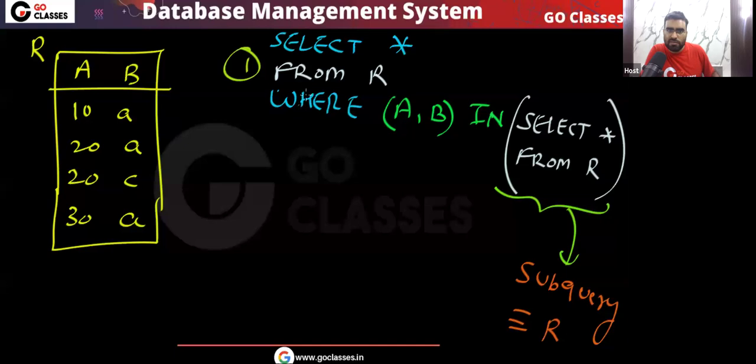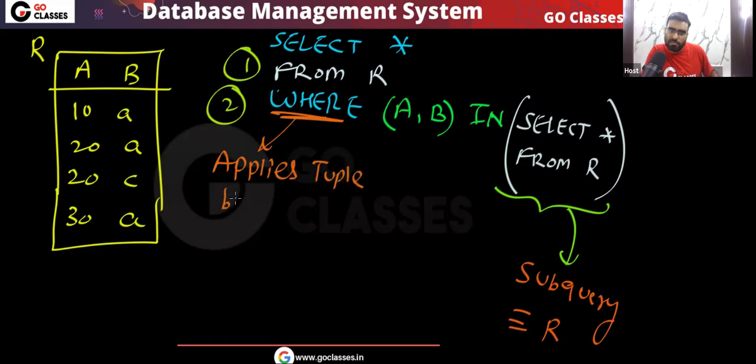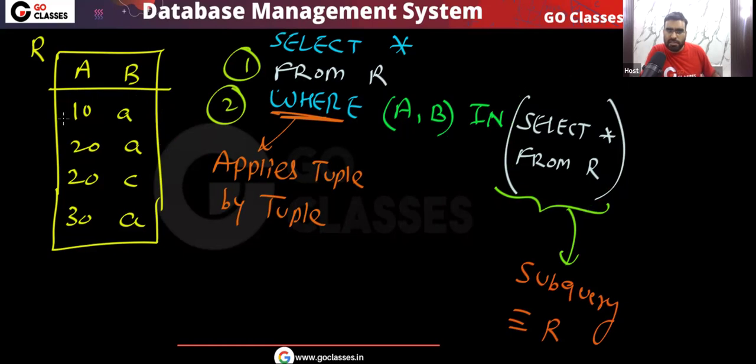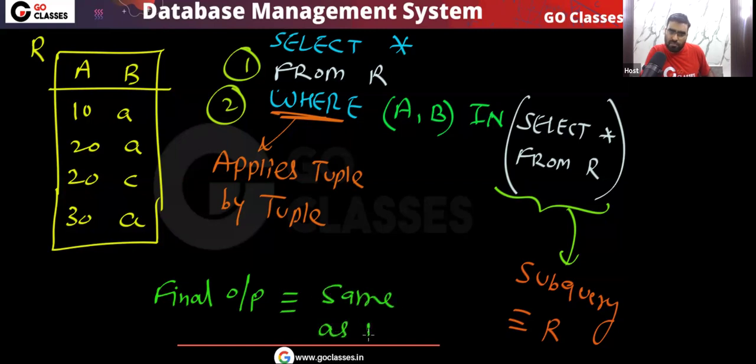I told you, the first step is from R. The second step, this where will be applied tuple by tuple. So for the first tuple, will it satisfy A, B in R? Yes, this will satisfy, this will satisfy, this will satisfy. So remember, your final output will be the same as R.